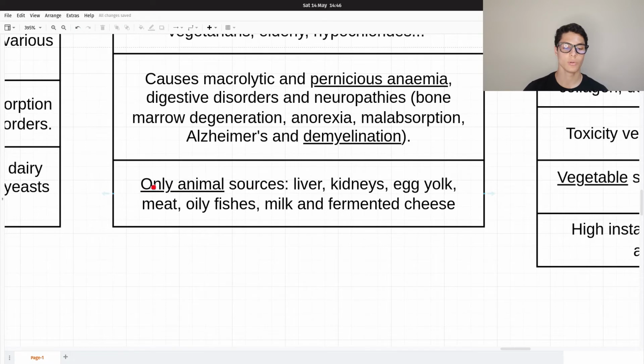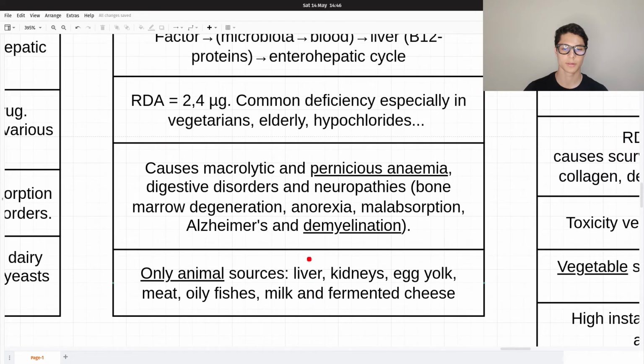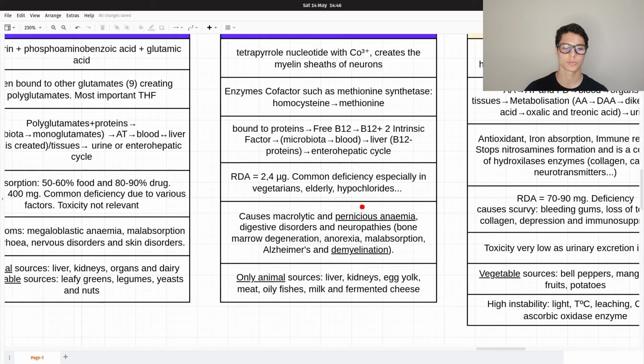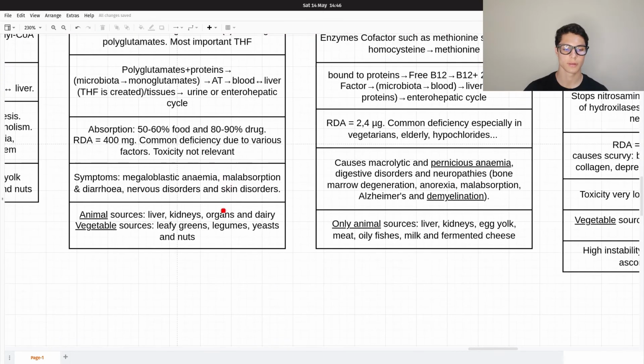The sources are only animal, and we find a lot of vitamin B12 in the liver, because the liver is a storage for vitamin B12 bound to proteins, and kidneys, egg yolk, meat, oily fishes, milk, and fermented cheeses. So I have to say that also vitamin B9 is stored in the liver.